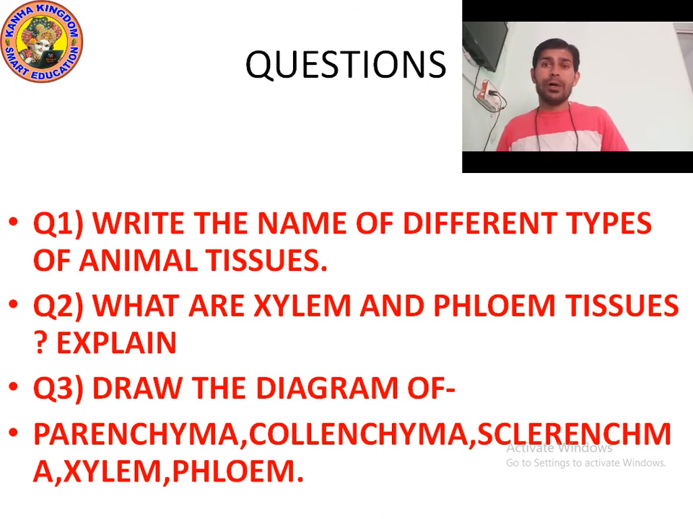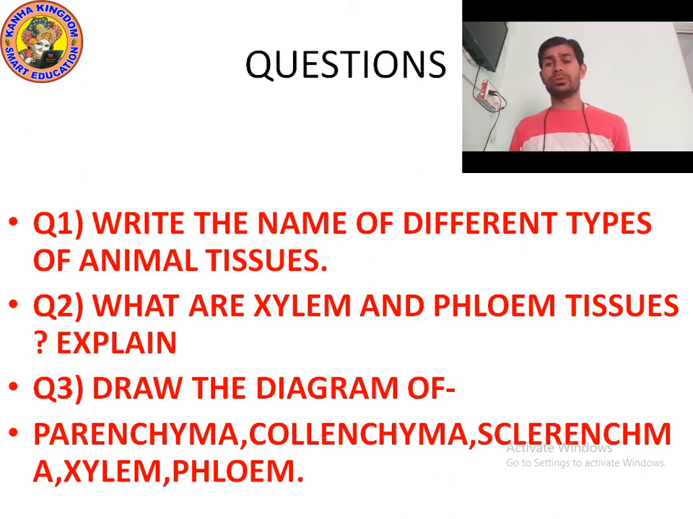It's time to ask questions. Question number one. Write the names of different types of animal tissue. Animal tissue can be divided into four categories: epithelial tissue, muscular tissue, connective tissue, and nervous tissue.